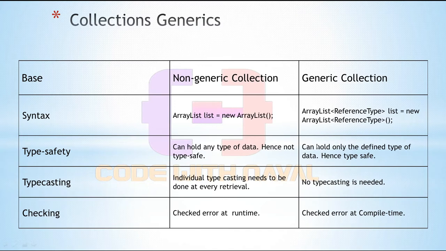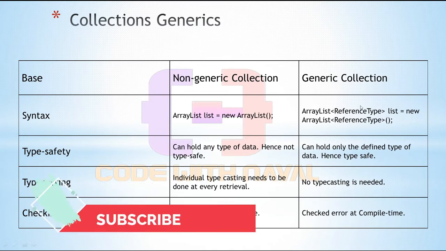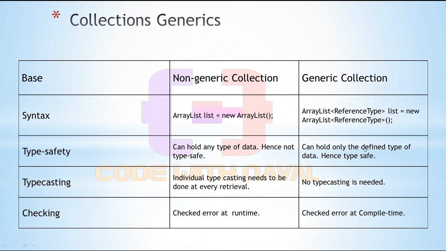A generic collection can hold only a defined type of data, hence type safety. Here we define String, so it can hold only string data, not other types of data. The third point is typecasting. In a non-generic collection, typecasting needs to be done individually at every retrieval. It will check every element, typecast it, and then retrieve it. Non-generic elements require typecasting.